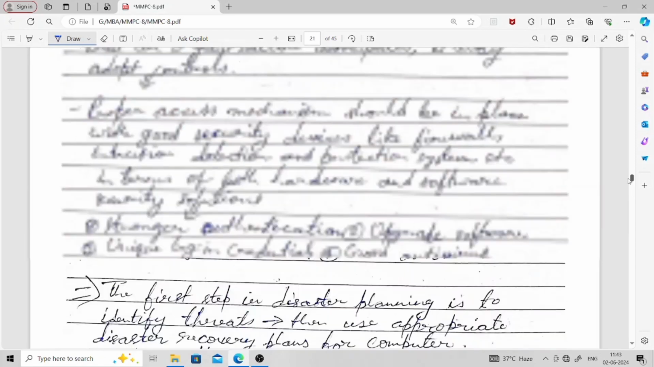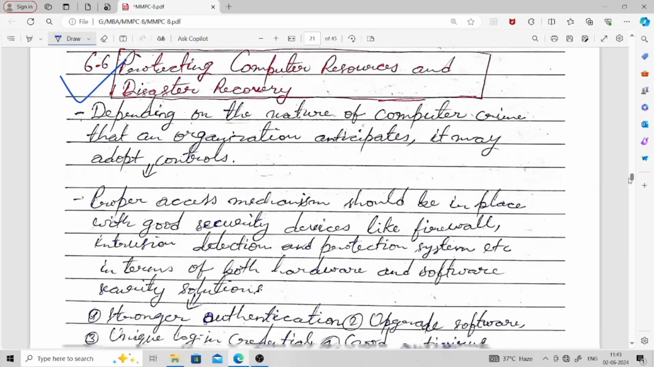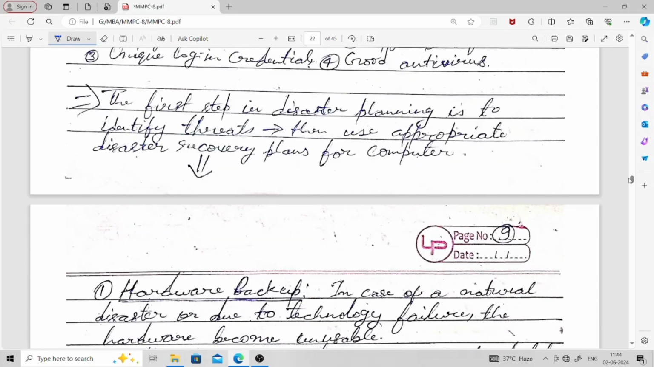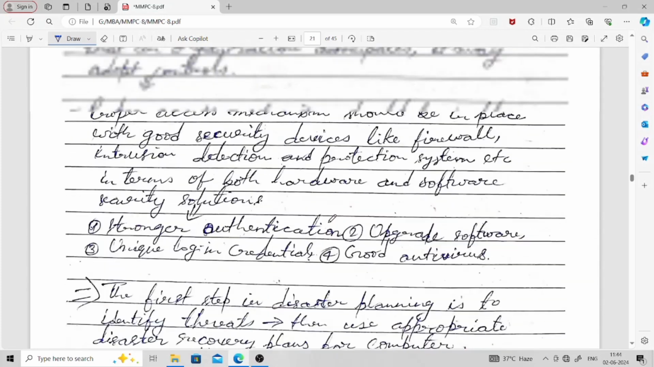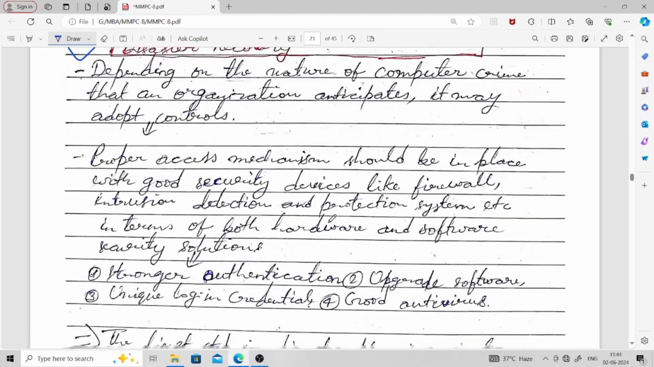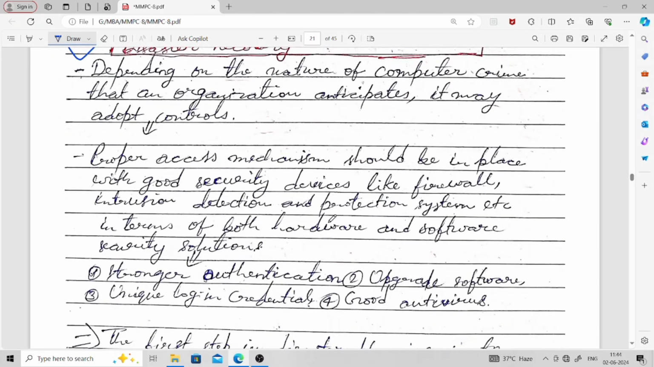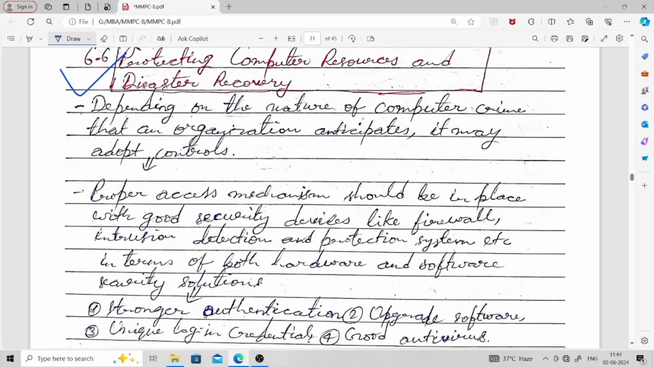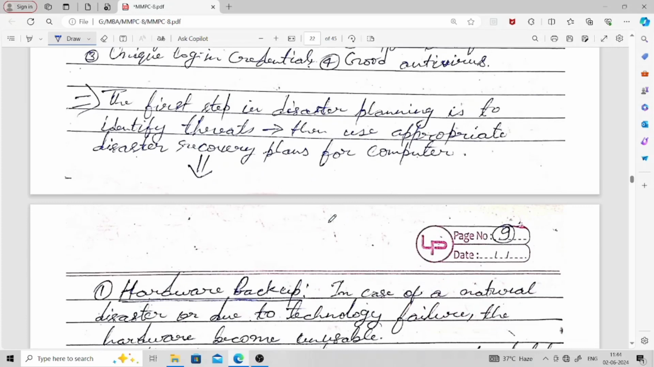Then the next thing which we need to discuss: the first step, protecting computer resources, we have discussed. We can do that using stronger authentication, upgraded software, unique login credentials, and a good antivirus. And the second that is given is disaster recovery, in this case the first step in disaster planning.